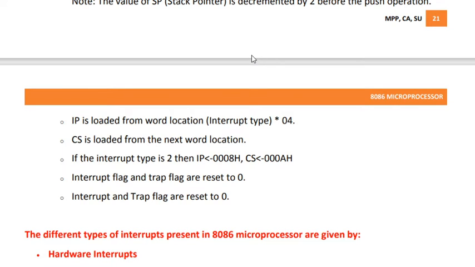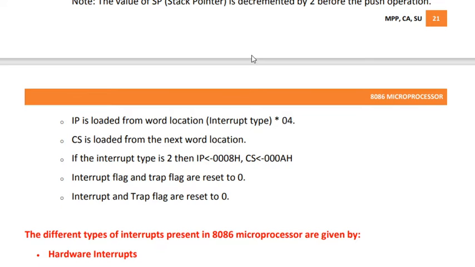This is done by multiplying the interrupt number with 4. So IP is loaded from the word location, that is interrupt type times 4, and CS is loaded from the next word location. So if the interrupt type is 2, then IP is loaded from 2 times 4, that is 0008H, and CS is loaded from 0008H plus 2, that is 000AH.